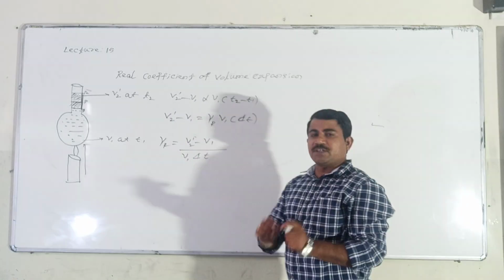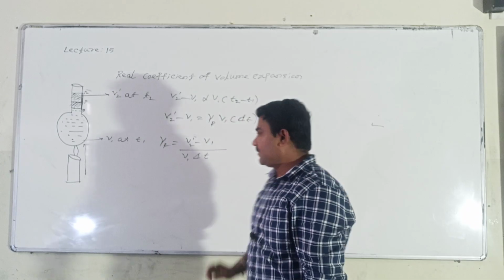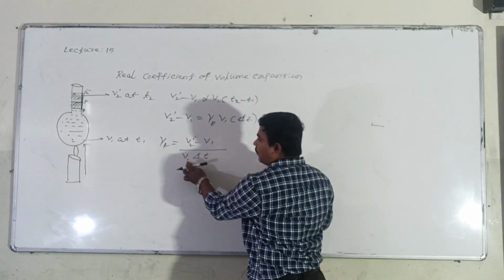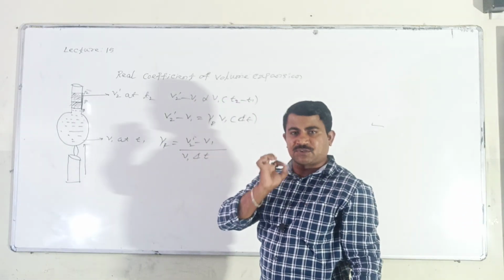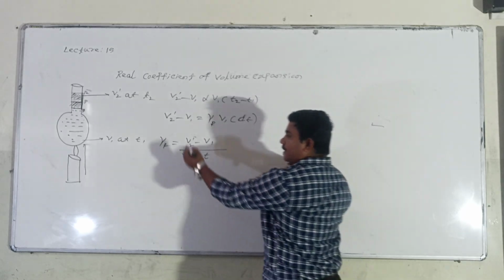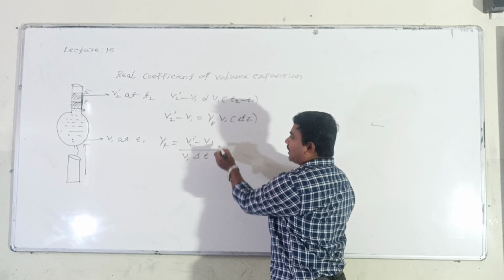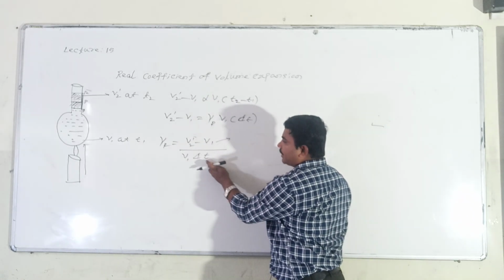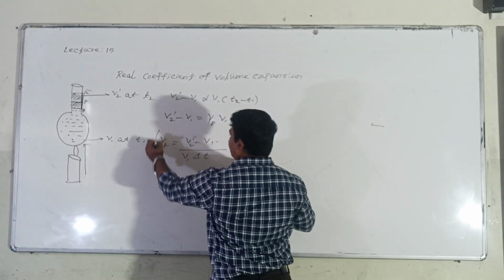What is V2 dash minus V1? The real expansion of the liquid. This we are calling the real expansion of the liquid. V1 is the original volume of the liquid. What is delta T? Rise in temperature. So the real coefficient of expansion is the ratio of the real change in volume to the original volume per degree rise in temperature. Right, from the second call.